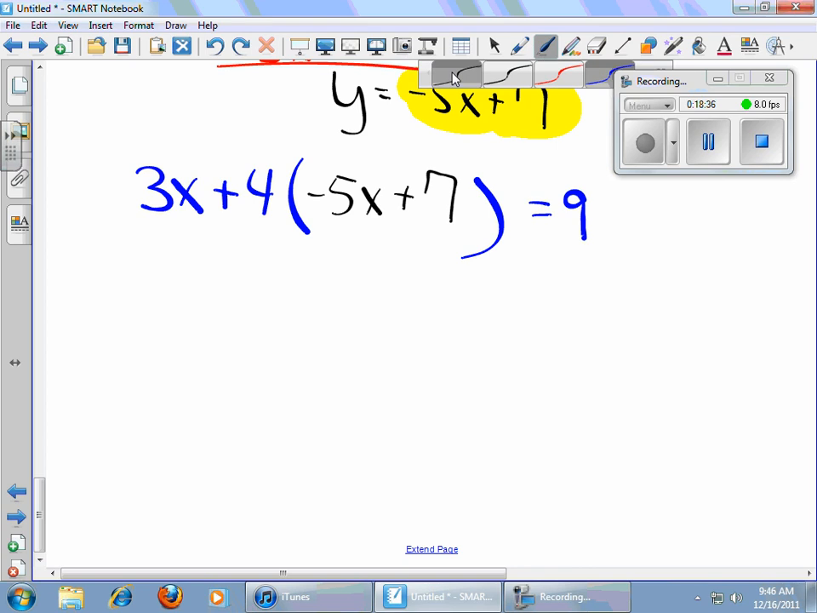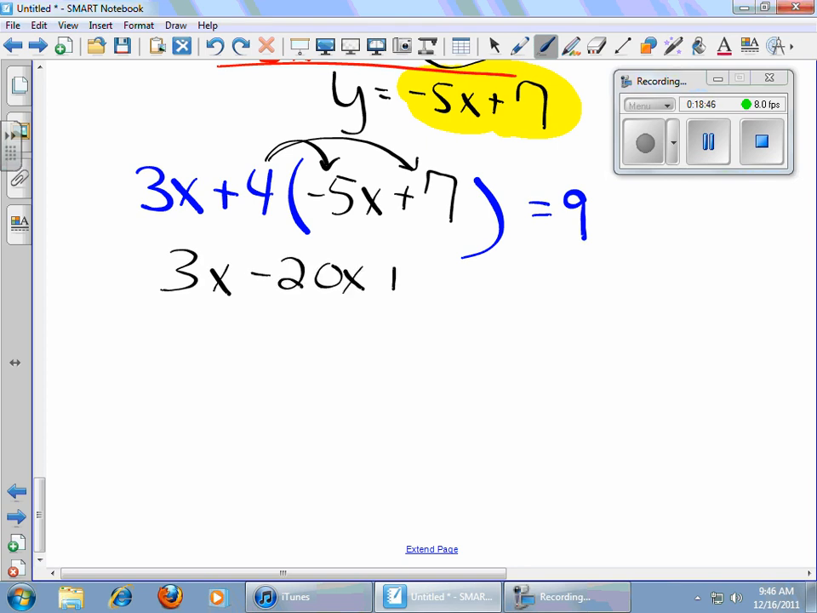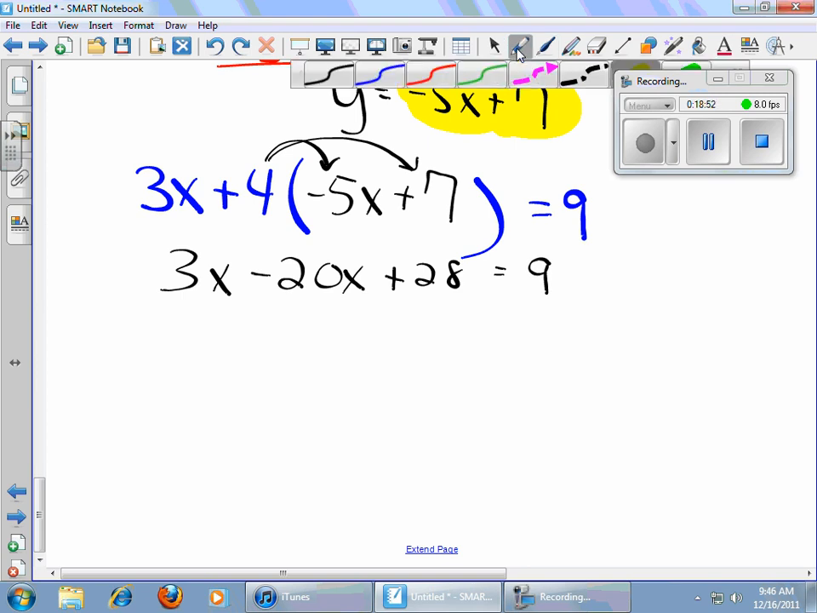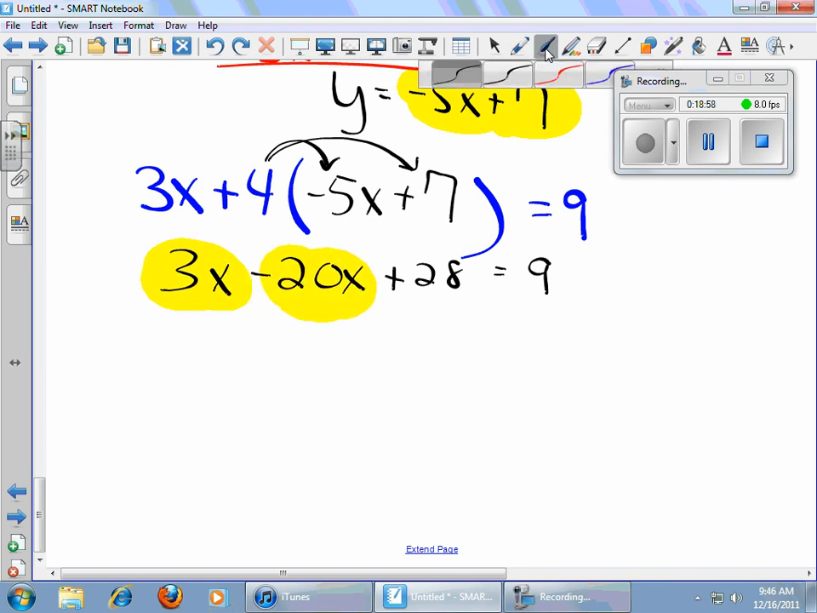All right. So now I go to simplify the left-hand side. The first thing I'm going to do is distribute. Okay, 3x minus 20x plus 28. That needs to equal 9. And then I'll combine like terms on the left-hand side. I notice that I have a positive 3x and a negative 20x. Combining those will get me a negative 17x plus 28 equals 9.